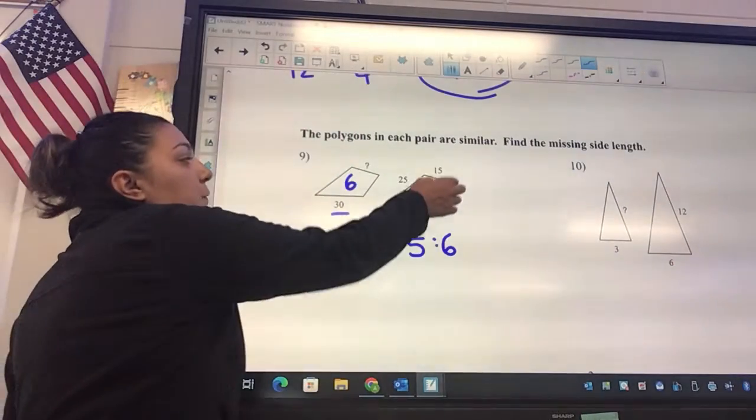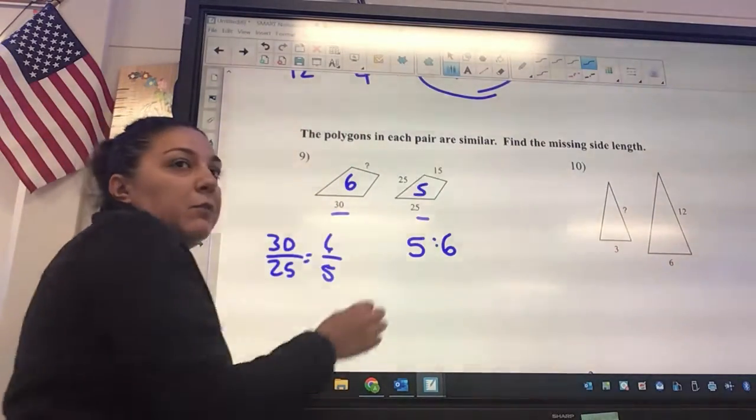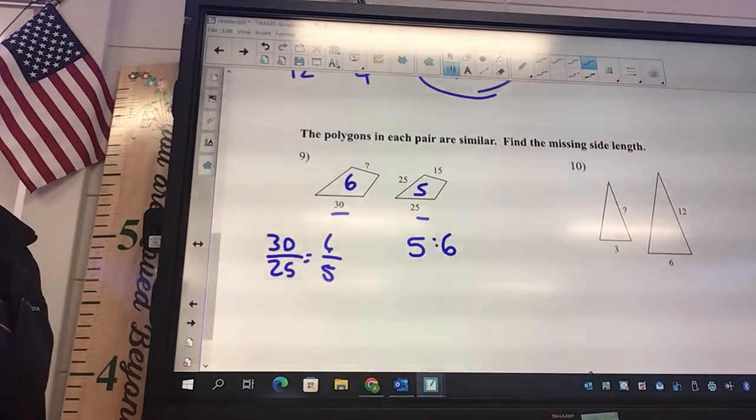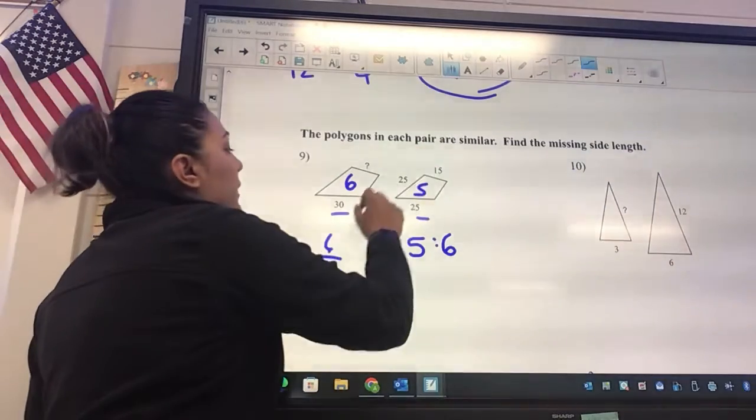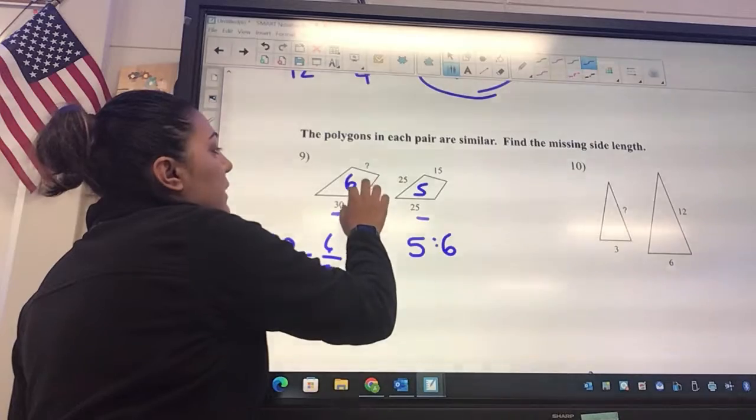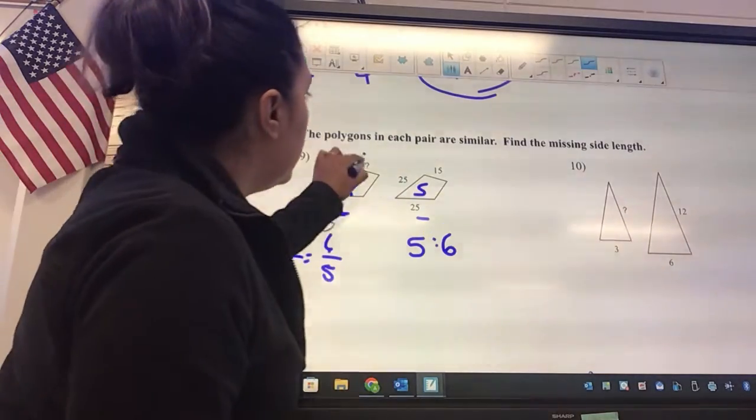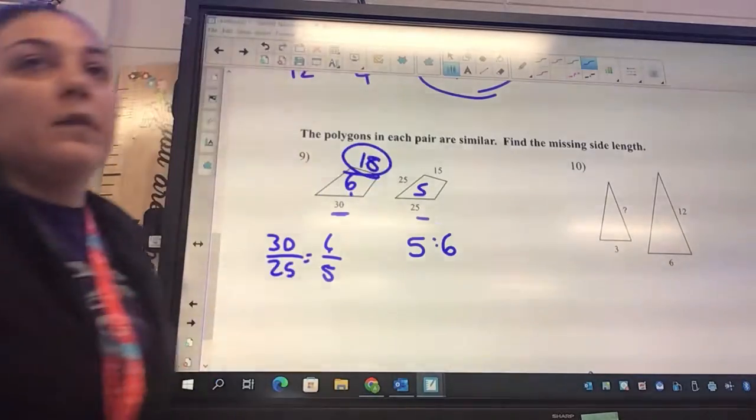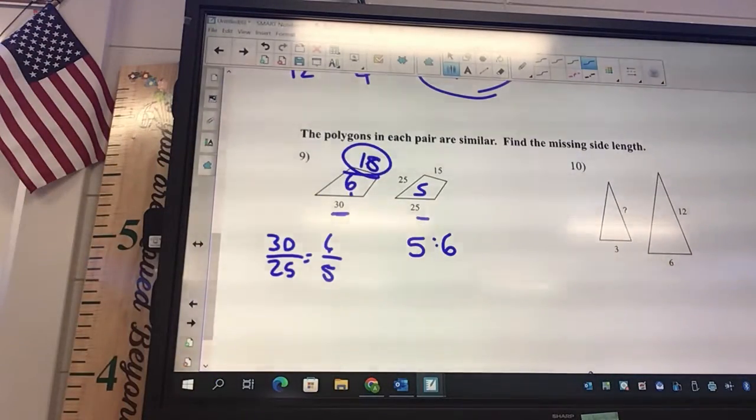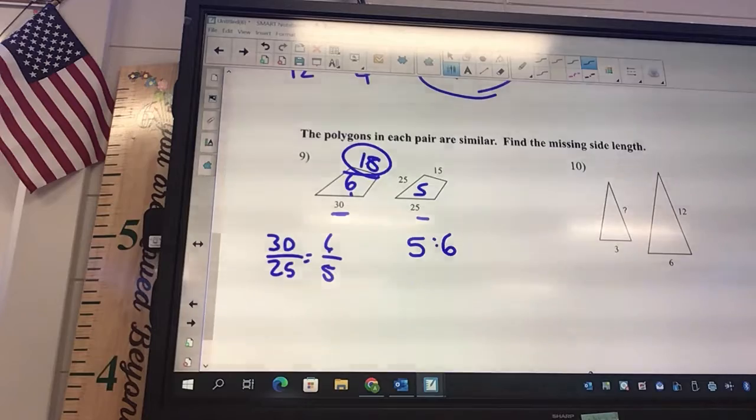So if this is 15, how could I get a 15 with a 5? 3. So times it by 3. And you could do the same thing. So 6 times 3 is going to be what? 18. Okay, you kind of got to do a little bit of backwards thinking in order to get them to match up.